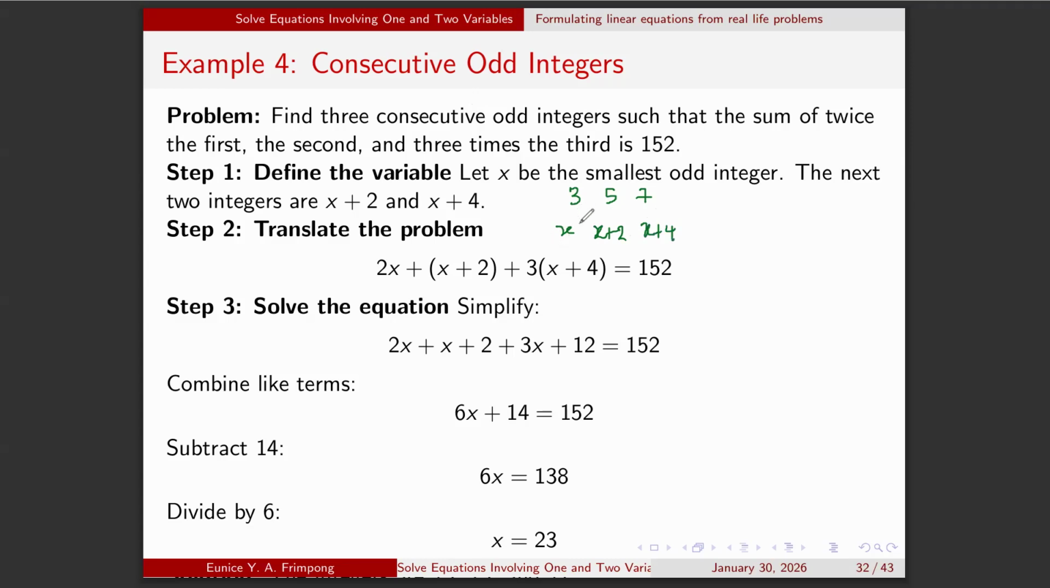So my first consecutive odd integer is X. The second odd integer is X plus 2. And the third consecutive odd integer is X plus 4. So I have my 3 consecutive odd integers. This one I just use as an example too, because I don't yet know the numbers. I use them to get this, okay? The question says that you have 3 consecutive odd integers and they're like this.